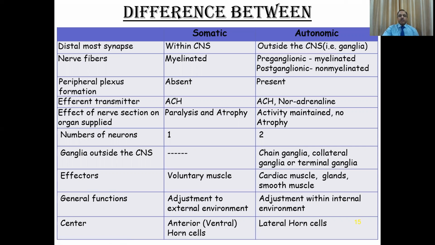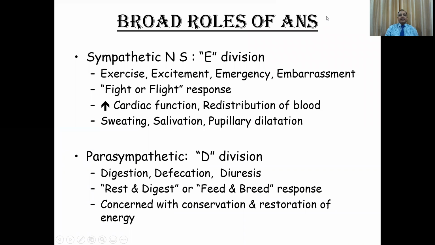The effector unit in somatic nervous system is the voluntary muscle, whereas in case of autonomic nervous system it is the cardiac muscles, glands, and the smooth muscles. And in general, somatic nervous system allows adjustment to the external environment, whereas autonomic nervous system allows adjustments within the entire internal environment. So now let us come to the broad roles of autonomic nervous system.